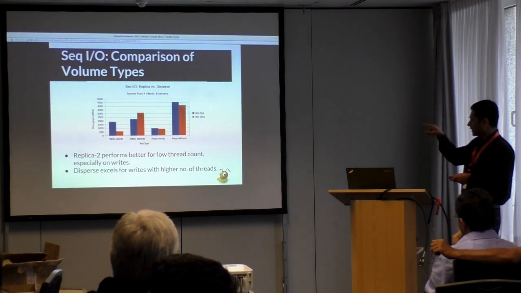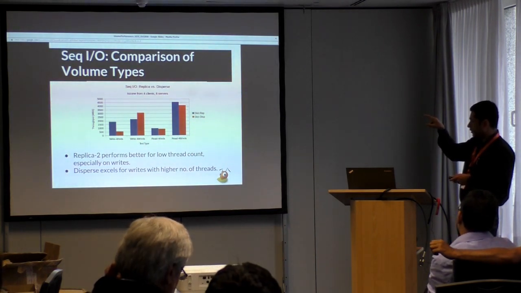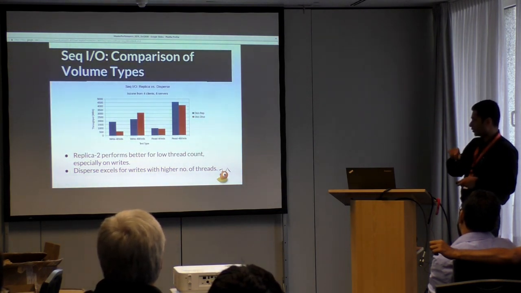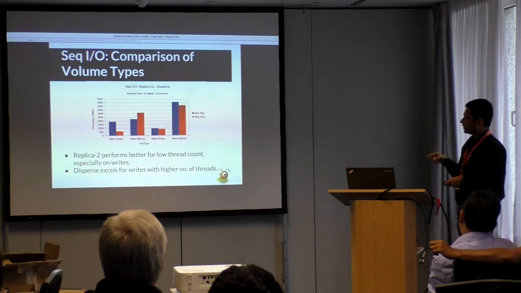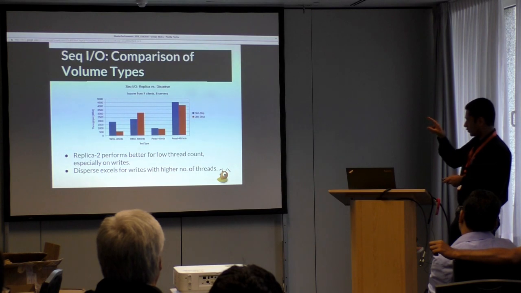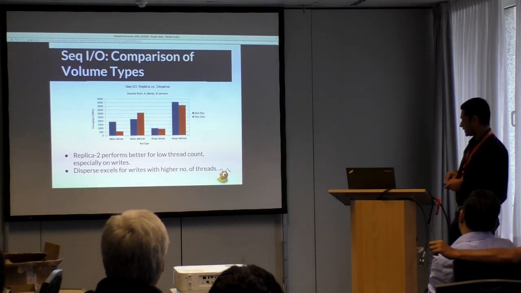On the read with 48 threads, I'm still seeing distributed replicated doing about 10% better. And this problem that I talked about earlier, I'll take another look at it when that is resolved and see where we stand. I don't have a good answer for why that drop is there at this point.